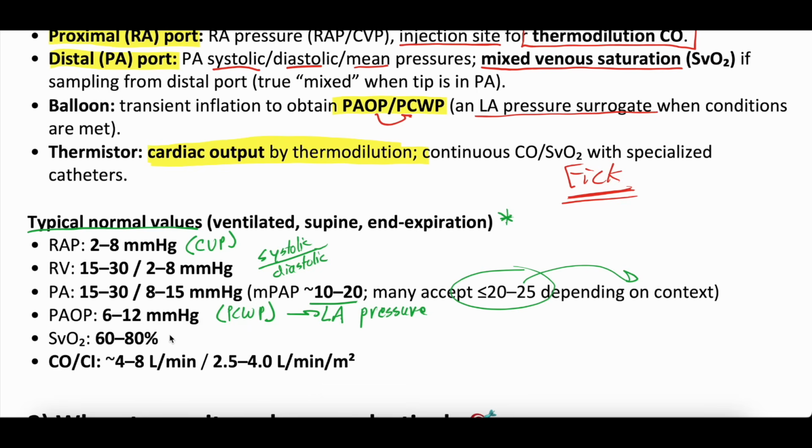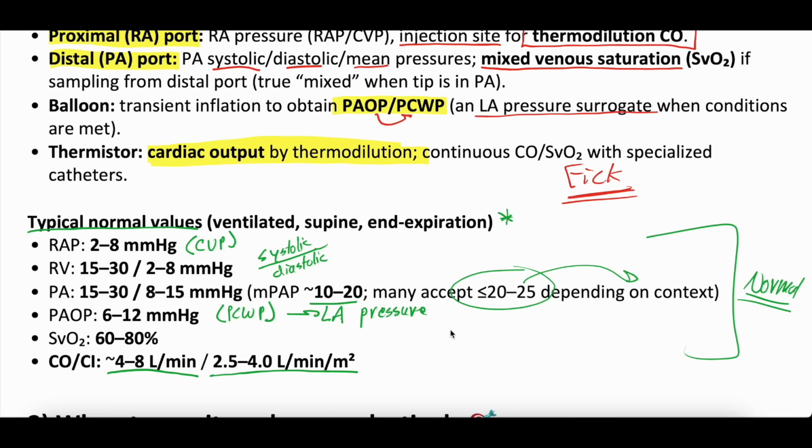Then we said we can draw venous blood gas off it and get a true mixed venous, an SvO₂, normal being 60 to 80%. And we can either use thermodilution or the Fick equation to calculate the cardiac output and cardiac index, with a normal cardiac output being 4 to 8 liters per minute, and a cardiac index, which is essentially the cardiac output calculated based on the surface area of the patient, a normal cardiac index of 2.5 to 4. So these are all the normal values that you can calculate and get off.